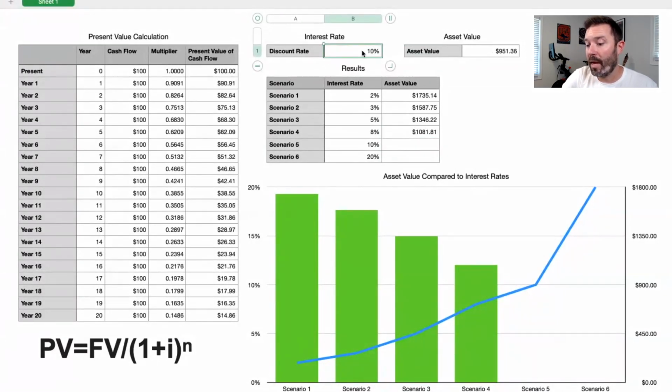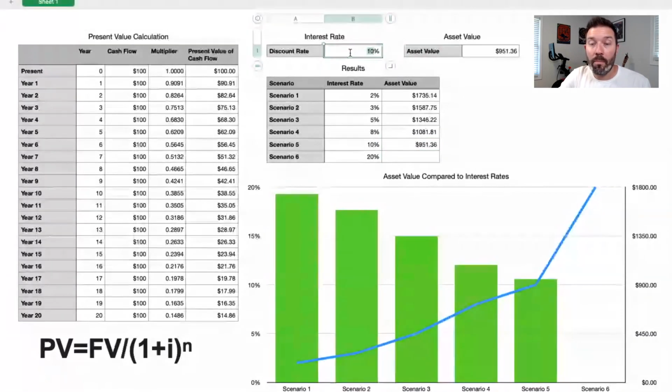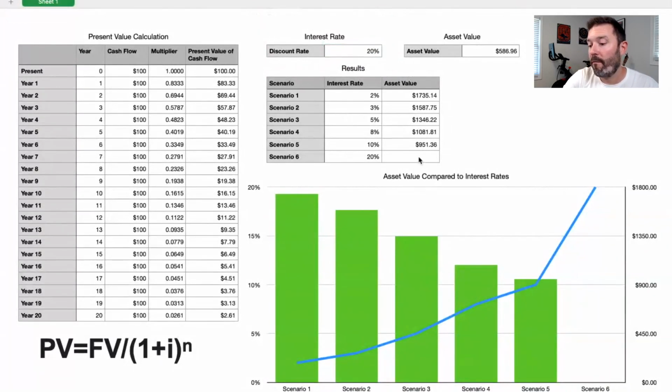Now I'm only going to pay $951 for these cash flows. And now 20%, this would be something like a startup. So if you project cash flows from a startup, I'm going to say, hey, maybe I believe you, but I want a really high discount rate because there's a lot of risk that goes into that business. So 20%, what happens here? Now those cash flows are only worth $586.96.